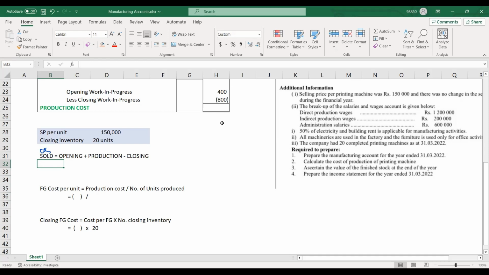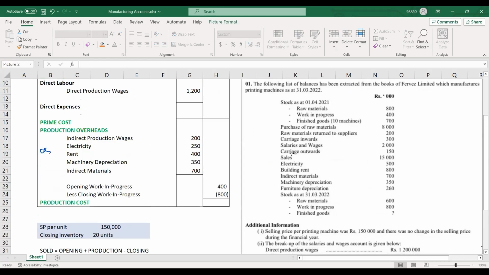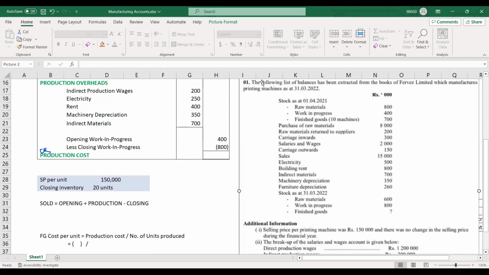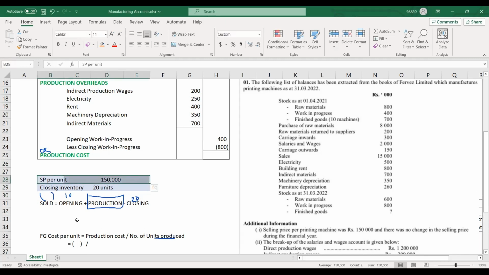And this is given. Wait, hold on. Yes, finished goods opening is 10. So we know the opening, that's 10. We know the closing, that's 20 they've given us. We need to find out this, right? We need to know how many units were produced. Therefore, to find out this, we only need the number of units sold, which is also quite easy to find because they're telling us the selling price per unit.